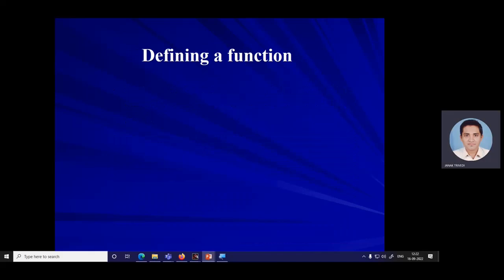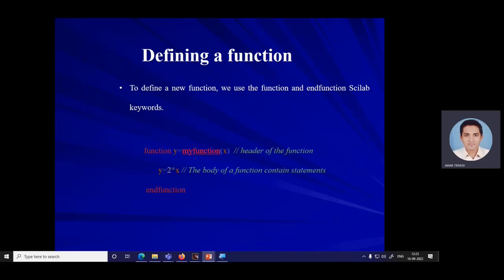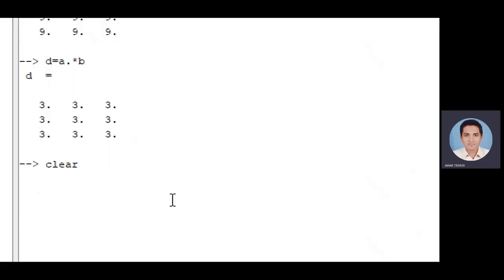Then defining a function. To define a new function, we use the function and endfunction Scilab keywords. Like this is the function y equal to myfunction of x. This is the header of the function, and y is equal to 2 into x. That is the body of the function containing the statement, and there is the endfunction. That's clear.